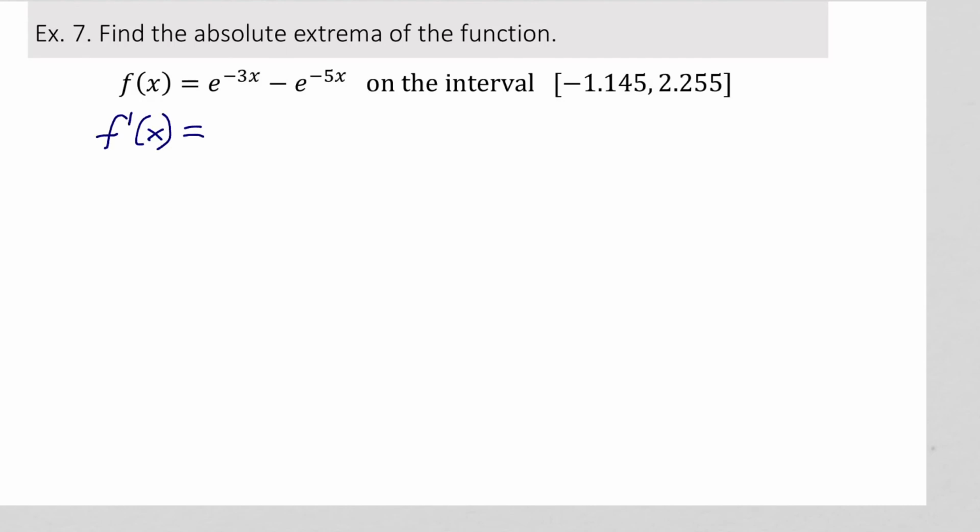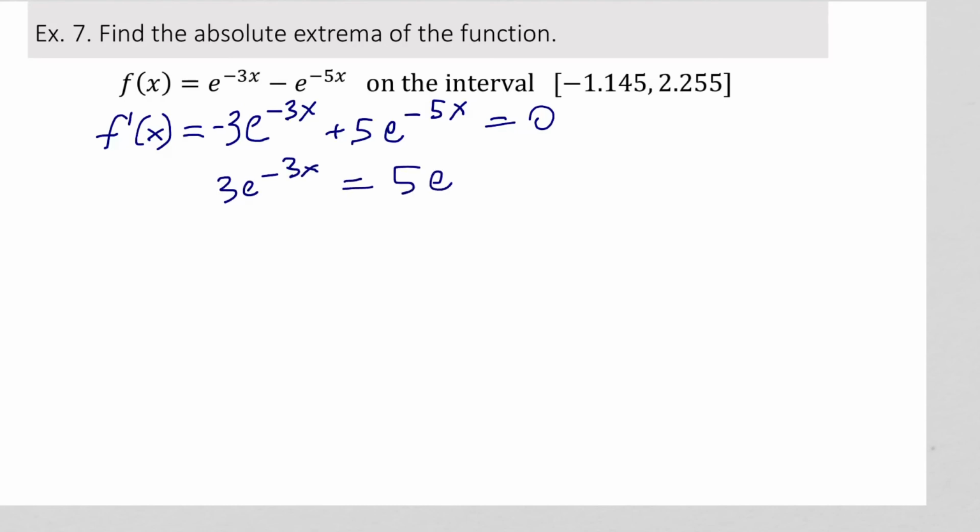Let's do that first. The derivative of e to the negative 3x would be e to the negative 3x times negative 3 using the chain rule, minus e to the negative 5x times negative 5, that would become positive using the chain rule. So I can say that 3e to the negative 3x equals 5e to the negative 5x. Let's get the e's over on one side. So let's get the 5 over here. So I've got 3/5 e to the negative 3x equals e to the negative 5x.